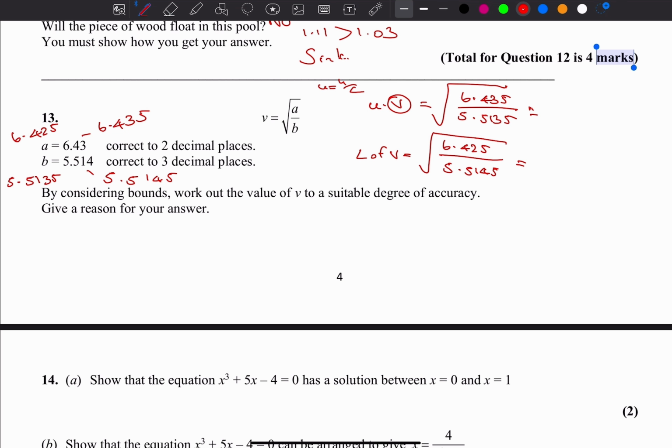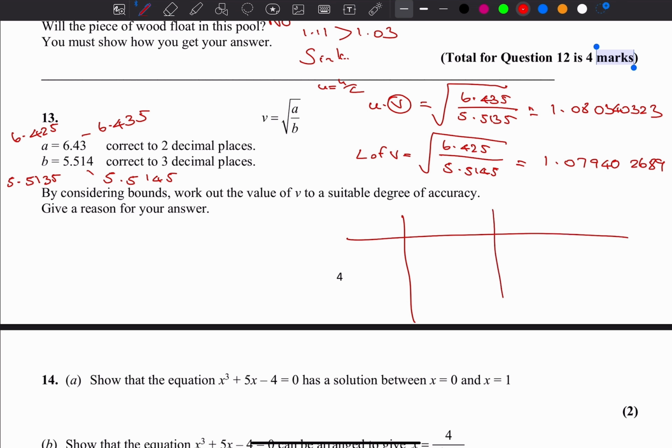6.435 over 5.5135, which will give you 1.080340323. Then 6.425 over 5.5145, where you put the square root and everything, right? 1.0794026 89402689. Let's check upper bound and lower bound.